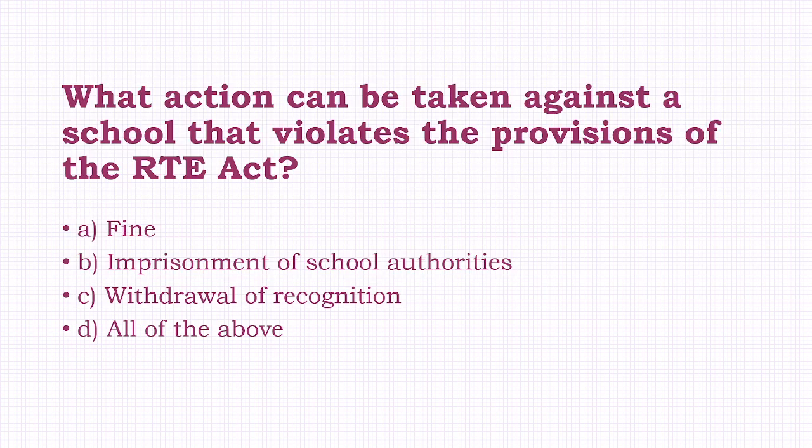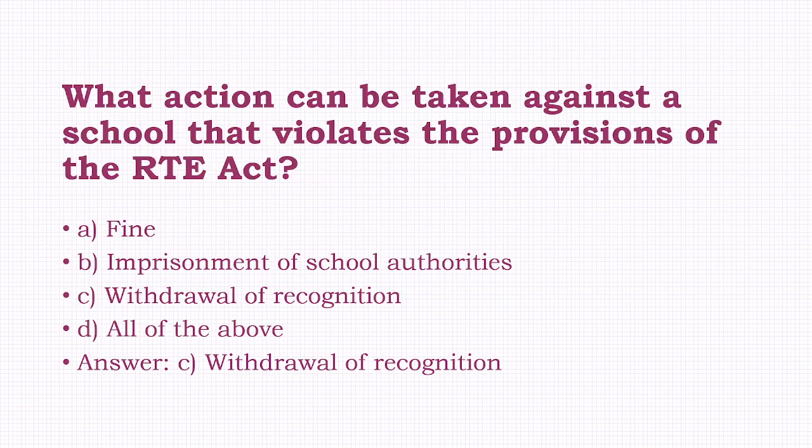What action can be taken against a school that violated the provision of RTE Act? Options: fine, imprisonment of school authorities, withdrawal of recognition, all of the above. Answer of this question is option C, that is withdrawal of recognition.